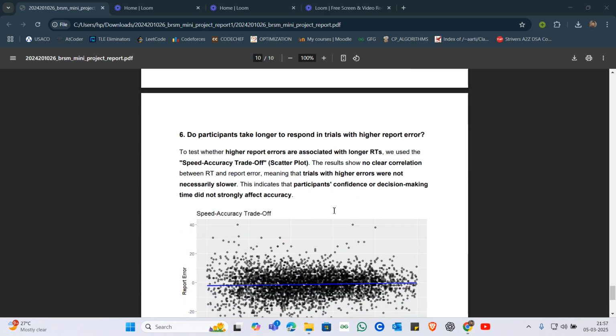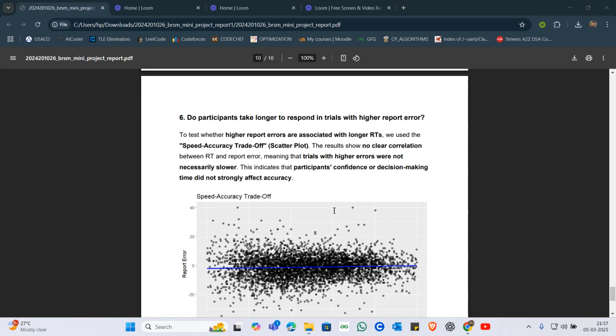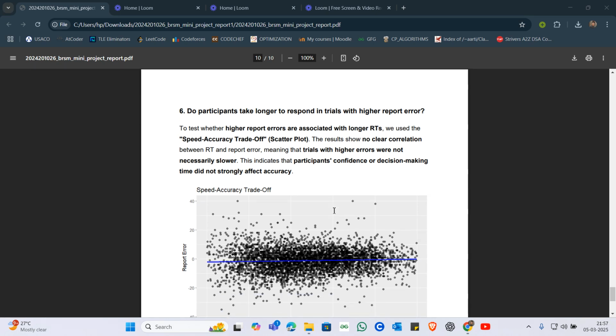Sixth question. Do participants take longer to respond in trials with higher report error? We tested whether participants were slower on trials where they made larger mistakes. The scatter plot shows no clear trend between reaction time and report error, meaning that trials with higher errors were not necessarily slower. This suggests that participants' confidence or decision-making time did not strongly affect their accuracy.